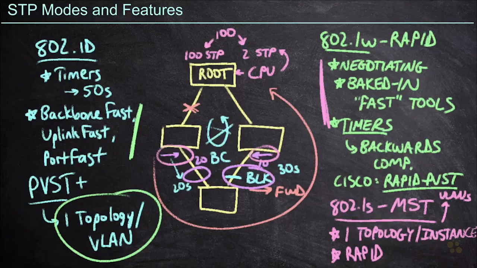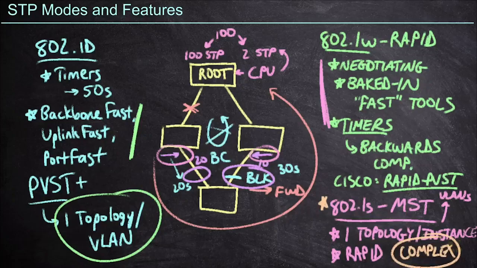So here's the question. Why would we deploy rapid PVST versus multi-instance spanning tree? Multi-instance spanning tree seems to have all of the features of rapid PVST, but there is one concern with MST, and that can be that it is complex to manage. It's more complex to set up, it's more complex to troubleshoot, and this issue alone prevents a lot of organizations from migrating to multi-instance spanning tree.